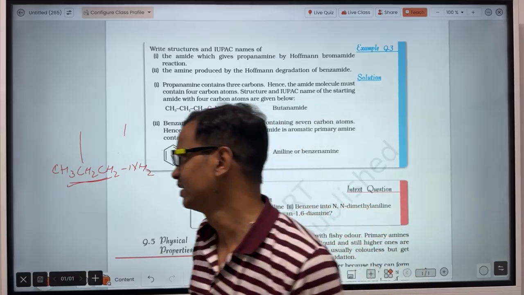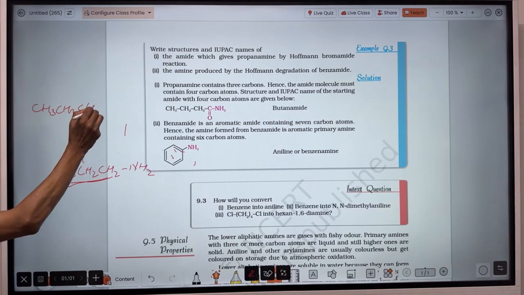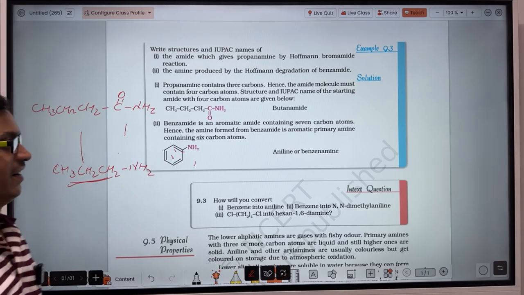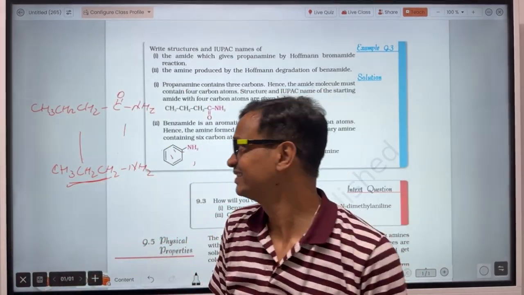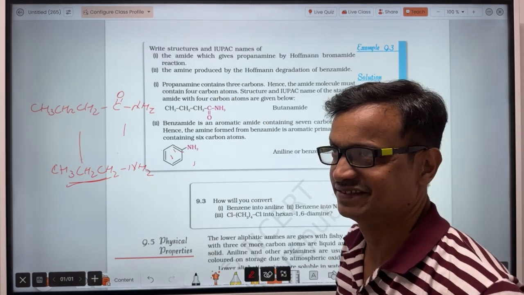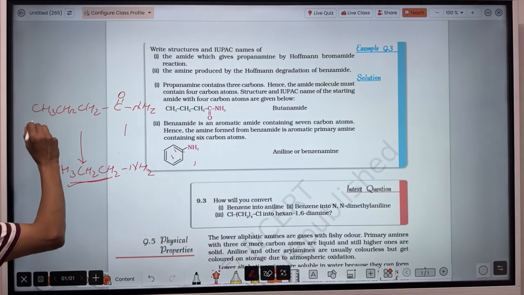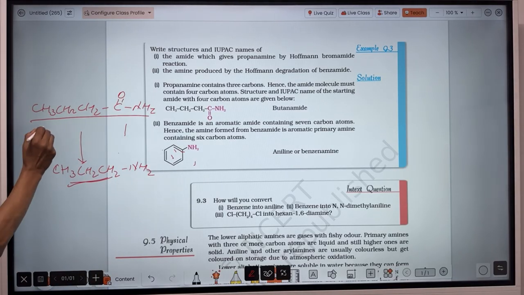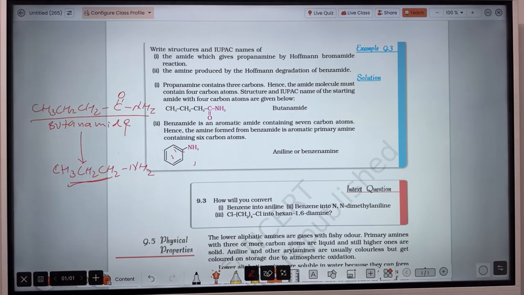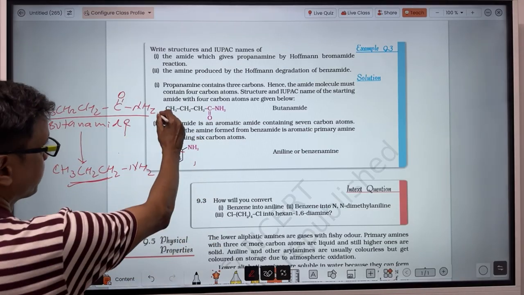Okay, there the amide you will have to form. So the structure of the reactant will be what? That will be CH3, CH2, CH2, C double bond O, NH2. If you want to check the first part of the question, I am doing that here so that you can check whether that forms or not. Let's see how the reaction takes place. So that means you will have to take butanamide to prepare propanamine by the Hofmann bromamide degradation reaction. The answer is butanamide.